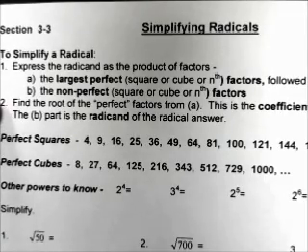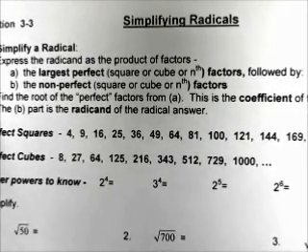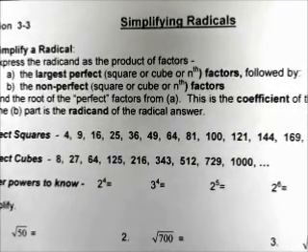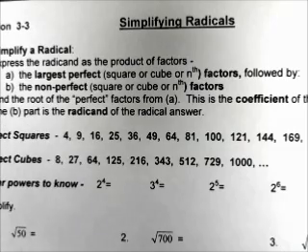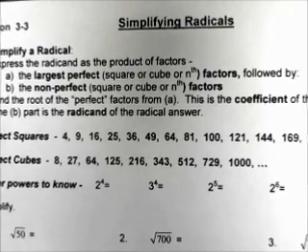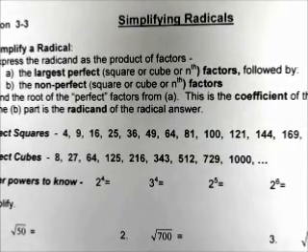Find the root of the perfect factors from A. This is the coefficient of the radical answer. The B part is the radicand of the radical answer. Okay, so we are going to express as the product of factors the largest perfect factor, and then the non-perfect factors. So it's helpful to keep in mind and know your perfect squares.